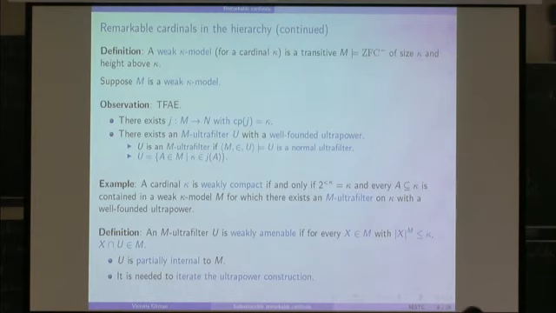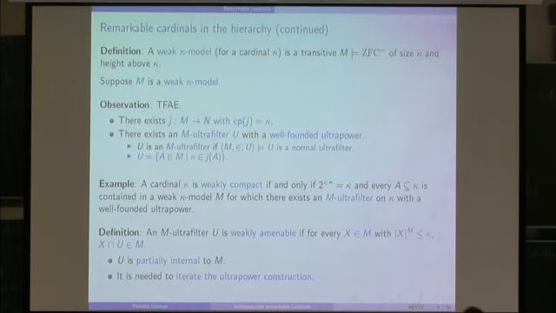Larger large cardinals are usually characterized by an embedding of the form J from V to M. Smaller large cardinals are usually characterized by embeddings of weak kappa models, as I like to call them. I don't know if it's standard terminology. A weak kappa model is a transitive model M of ZFC without power set, of size kappa and height above kappa. That's all that it is. So it's a transitive model of size kappa, and it has kappa as an element.